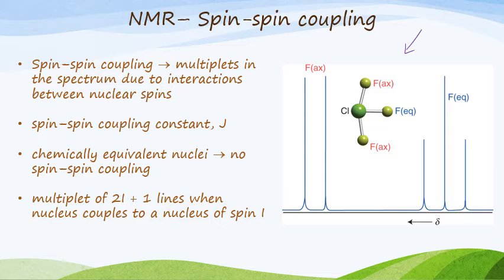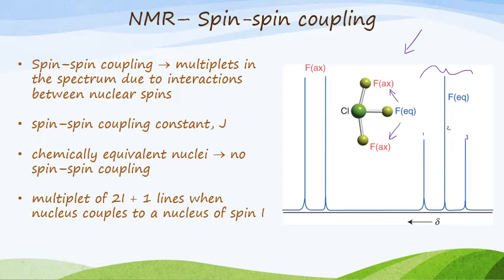Now you will see that these 3 peaks here are what we call spin coupled. Okay, so that means that this fluorine can see this fluorine here and this fluorine here, and will result in 3 peaks, as you can see, peak 1, 2, and 3.